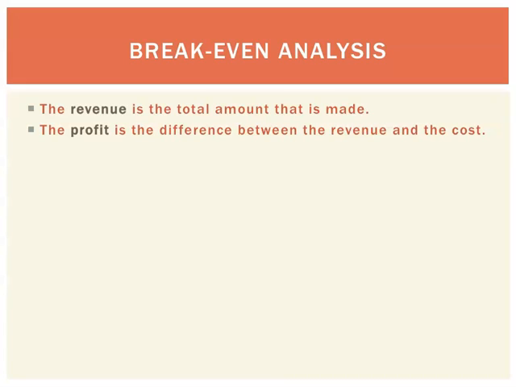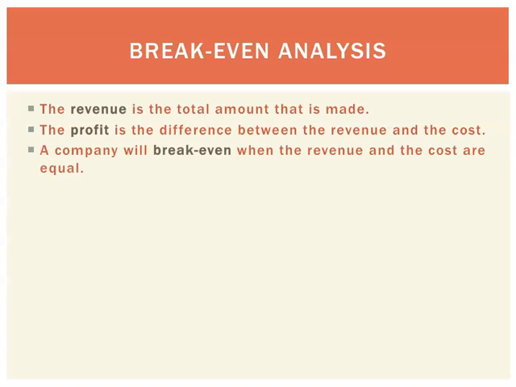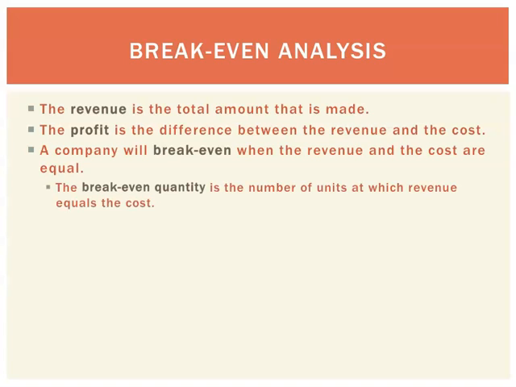So a company will break even when the revenue and the cost are equal. Now obviously you don't want to just break even, but it is important to understand where that break-even point is. So the break-even quantity is the number of units at which revenue will equal the cost. Let's take a look at an example.